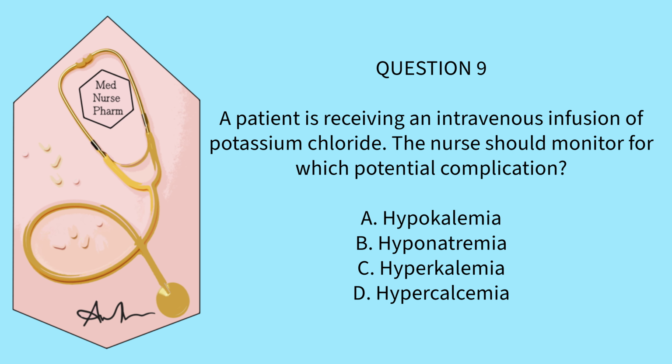Question 9. A patient is receiving an intravenous infusion of potassium chloride. The nurse should monitor for which potential complication: hypokalemia, hyponatremia, hyperkalemia, hypercalcemia. Pause the video and select your answer.